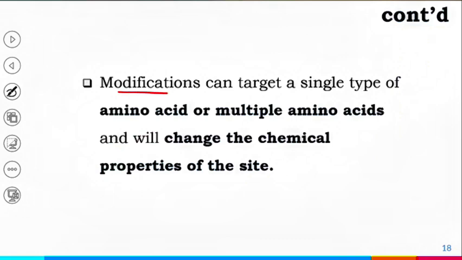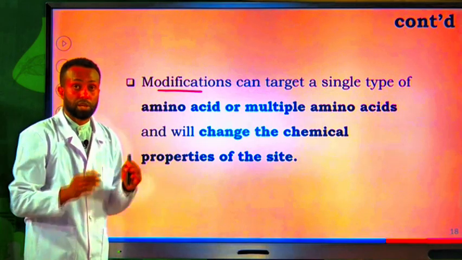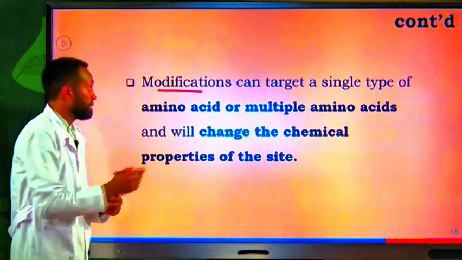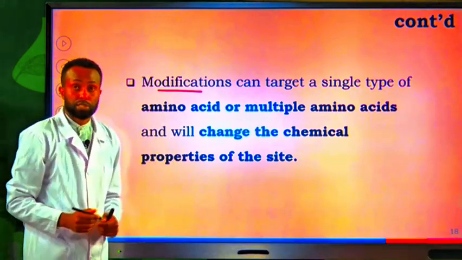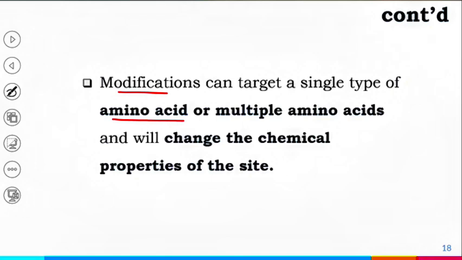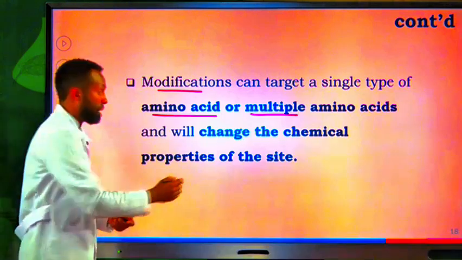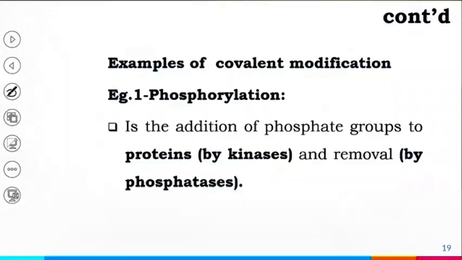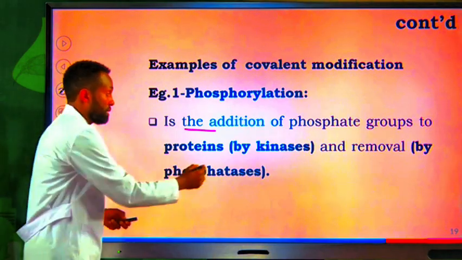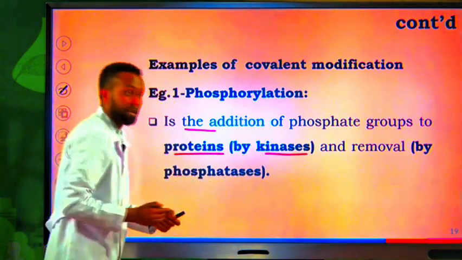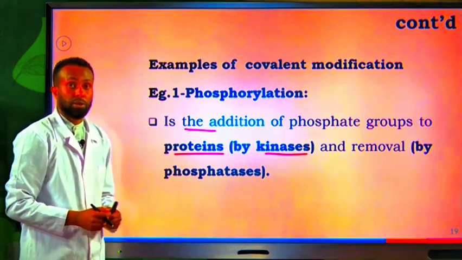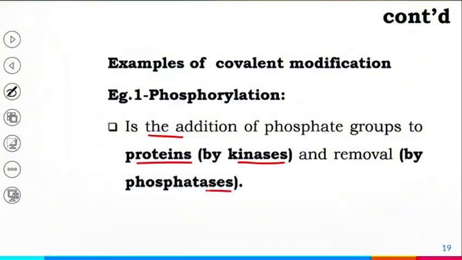Modifications can target a single type of amino acid. This modification in the case of covalently modified enzymes can target a single type of amino acid or multiple amino acids and will change the chemical properties of the site. Examples of covalent modification: phosphorylation. Phosphorylation means the addition of phosphate groups to proteins by kinases and removal of those phosphates by phosphatases.